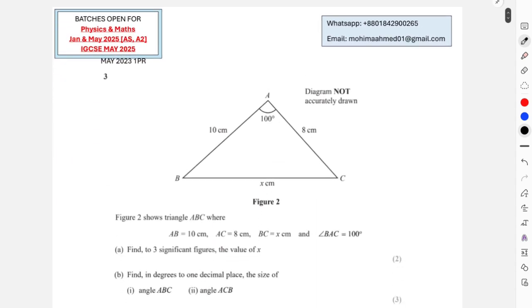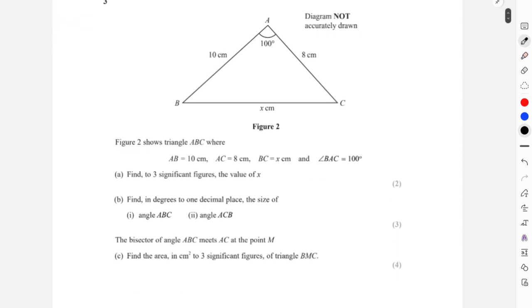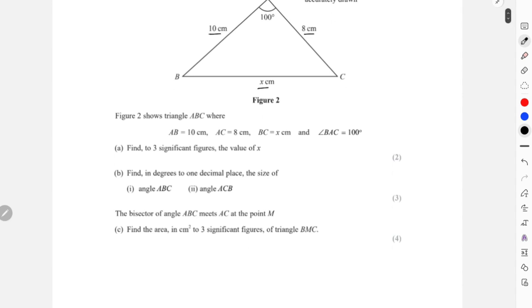This is again a similar concept, but I think they're using cosine rule over here. This is for May 2023 1 PR question 3. Over here they have provided you with an angle of 100 degrees and lengths of 10 and 8 centimeters, and opposite to that angle you have x centimeters. So the values are AB is 10, AC is 8, BC is x, and angle BAC is 100 degrees.